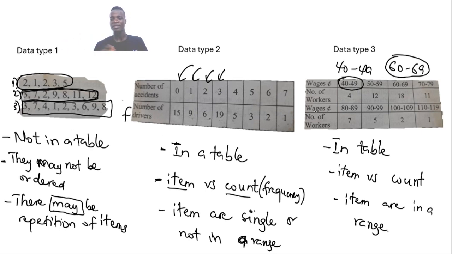Now data type 2 and data type 3 are both in a table, both item against count, item versus count. For data type 2, the items are single, they are not in a range of numbers. But if we go to data type 3, they are in a range of numbers. It's very important for you to watch this video before following us to the next one, because there we are going to look at how we use the tools for data type 1, data type 2, and data type 3.